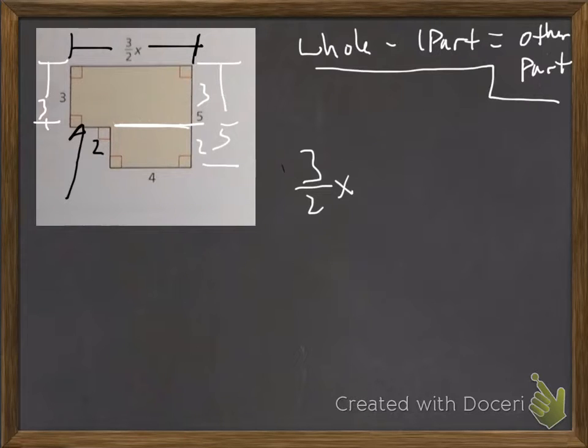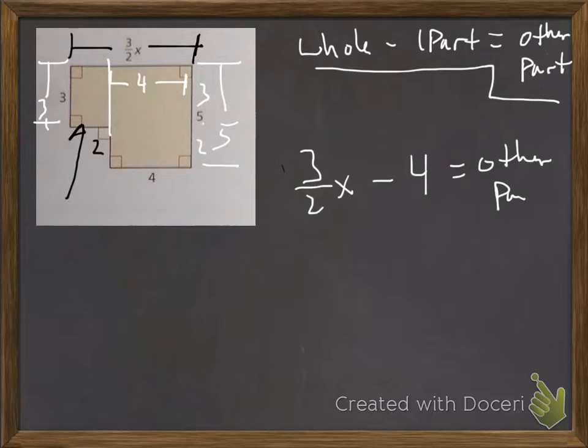And then if we do this cut across the shape thing, and we extend this line up, this part measures 4. So that's one part. So an expression for the missing part would be whole minus one part. So 3/2 x minus 4. That's the other part. All right. So an expression that we could write for this missing piece is 3/2 x minus 4.